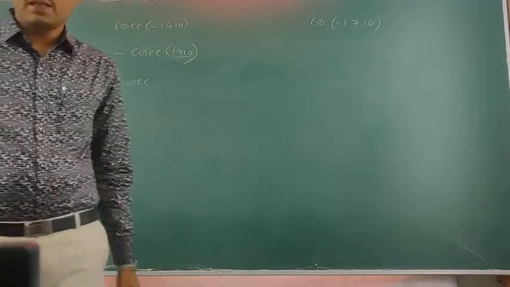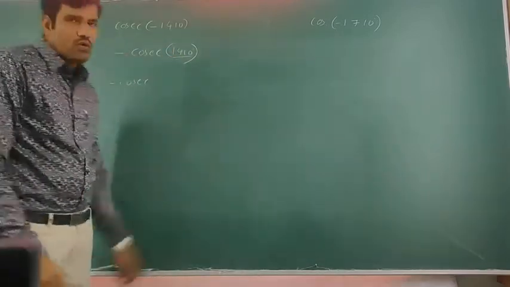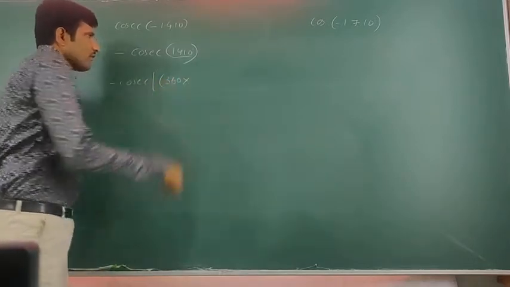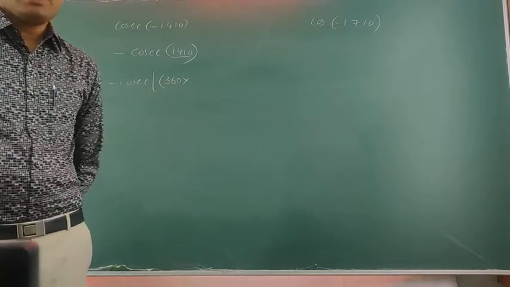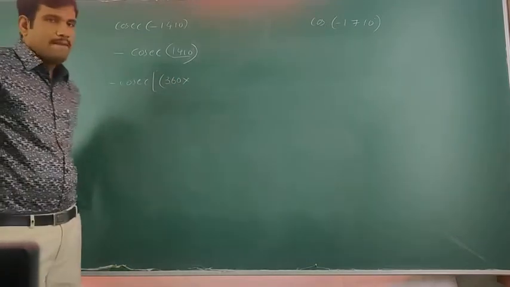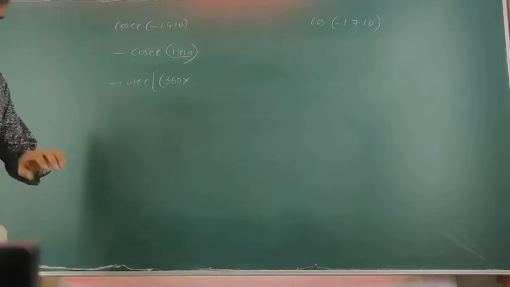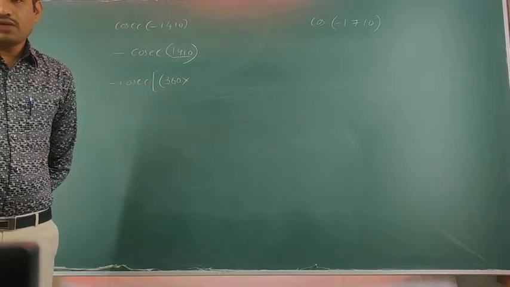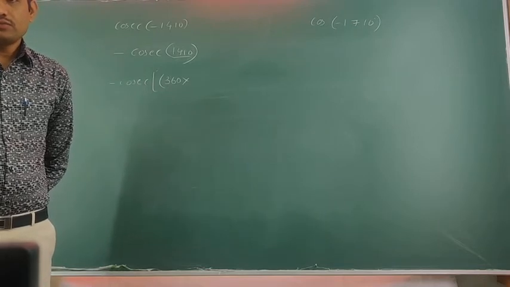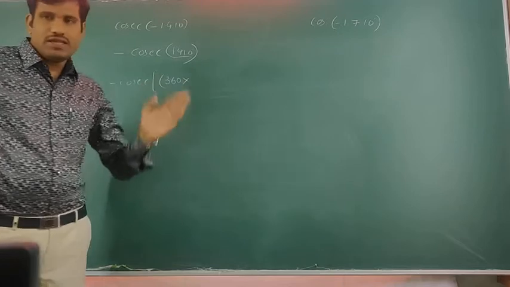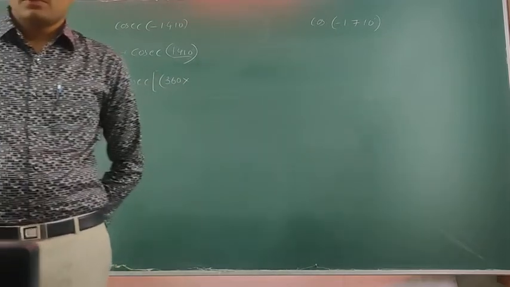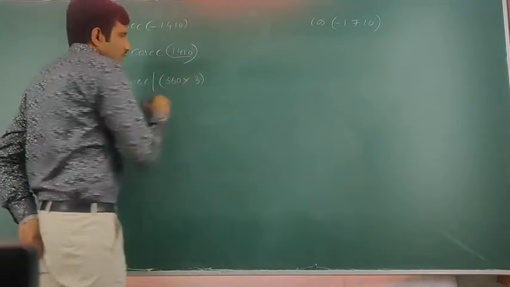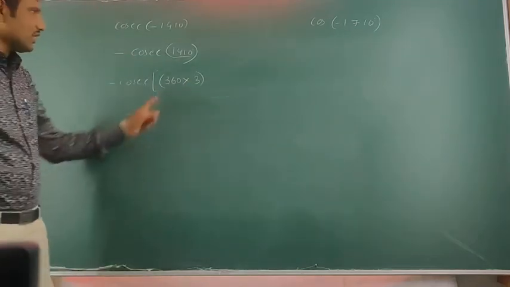Now this angle is greater than 360 degree. Divide this 1410 by 360 and tell me the answer fast. Use the calculator. How much time will it take? 1410 divided by 360, tell me the answer. 3.9, sir. 3.9 means it is 360 into 3, right? Already I told you.